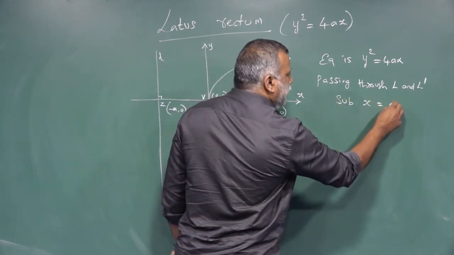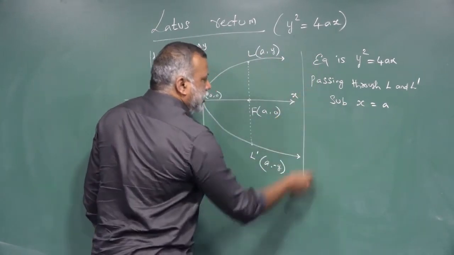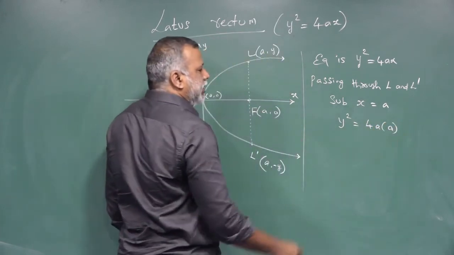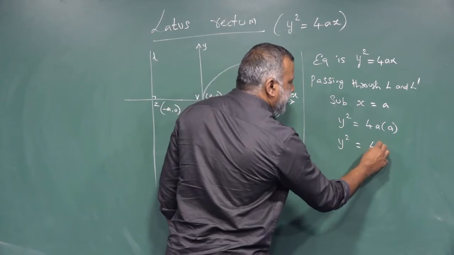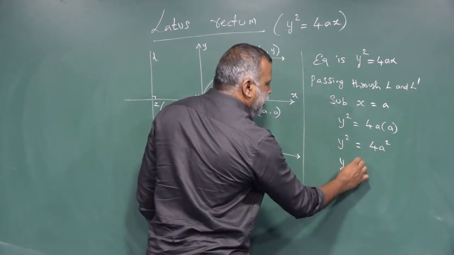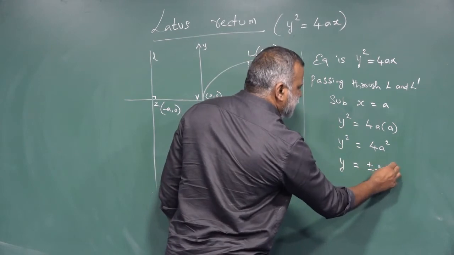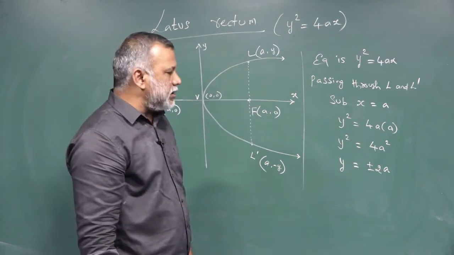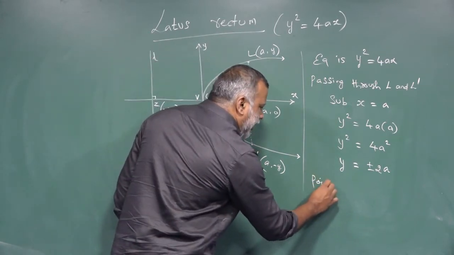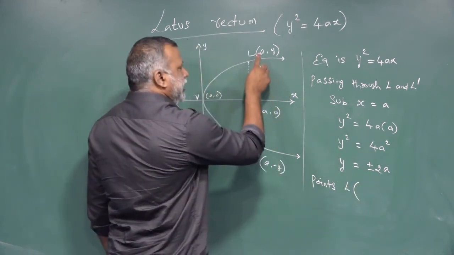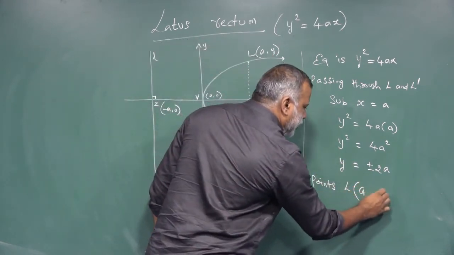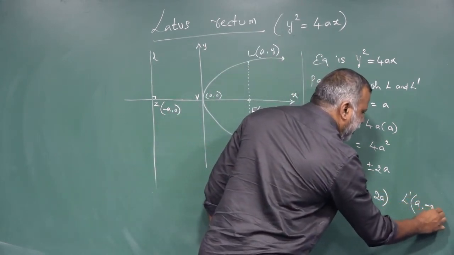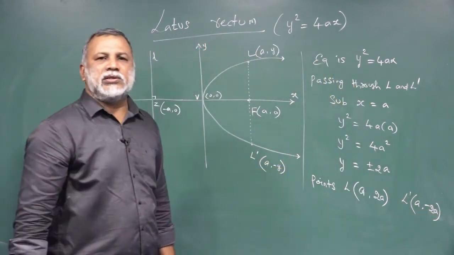Therefore, substitute x equal to a in the standard equation. Now we get y squared equal to 4a, again x is replaced by a. That means y squared equal to 4a squared, so y equal to plus or minus 2a. Therefore, the points L and L dash are (a, 2a) and (a, minus 2a). These are the endpoints of the latus rectum.